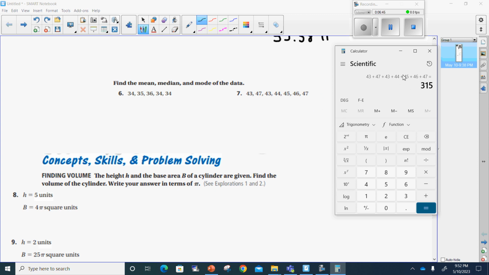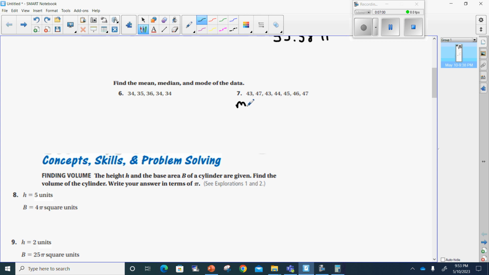Now we're going to take that and divide it by the number of numbers. 1, 2, 3, 4, 5, 6, 7. So I'm dividing this by 7. That equals 45. So the mean is 45.